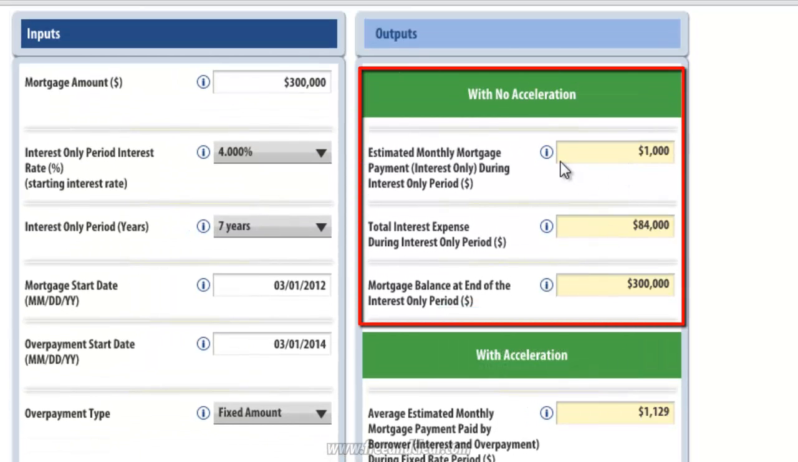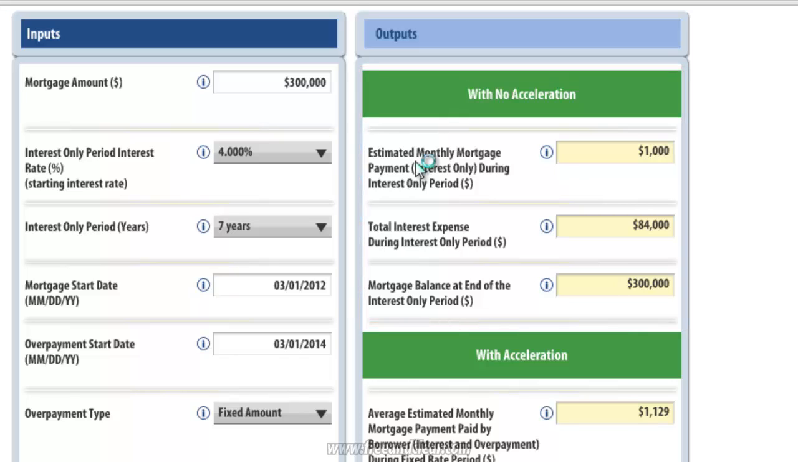The first 3 outputs look at the mortgage with no acceleration, so they provide a baseline for what the key mortgage outputs would be if we did not overpay our loan. The first output is the estimated monthly mortgage payment during the interest-only period, which is based on our mortgage amount, our interest rate, and the length of our interest-only period. This is our required scheduled mortgage payment during the first 7 years of the mortgage.